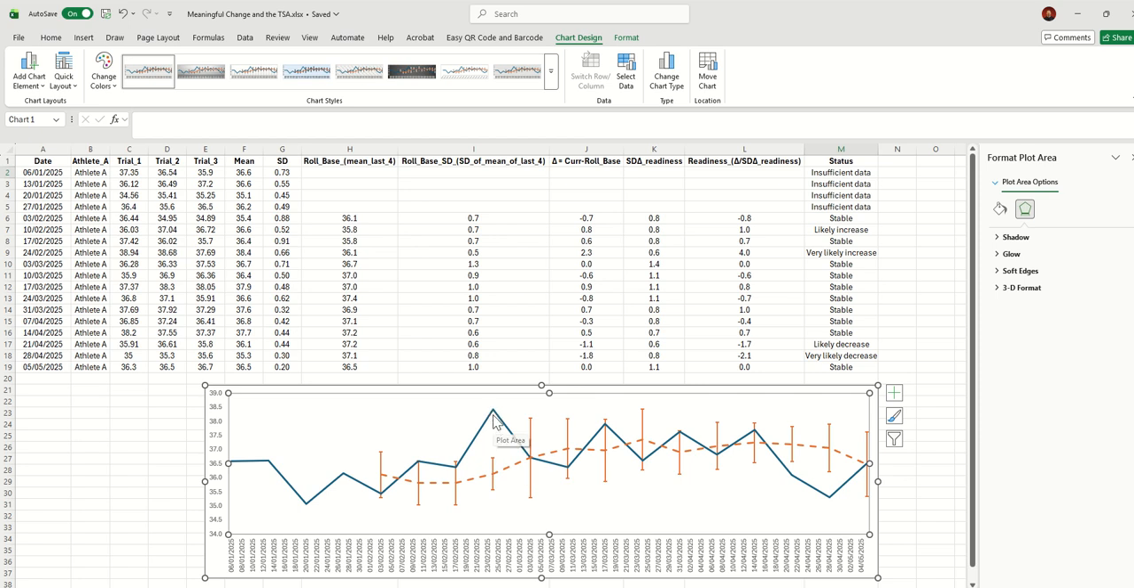So here you can see that this is a meaningful change. This is just about a meaningful change as well. It's just on the threshold, and then over here this is a meaningful change, and you can see it's below as well.